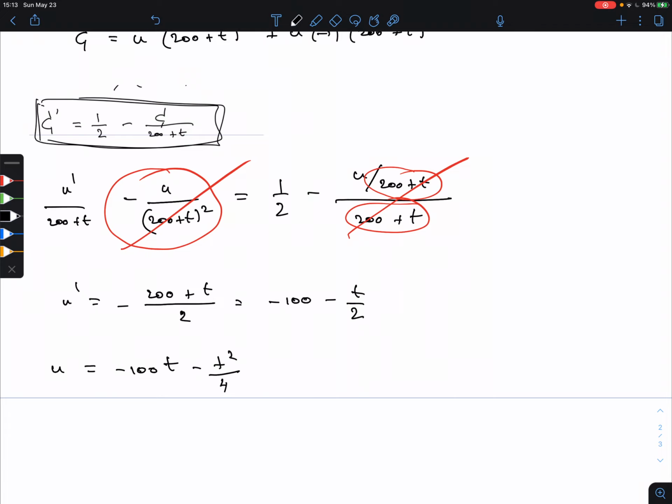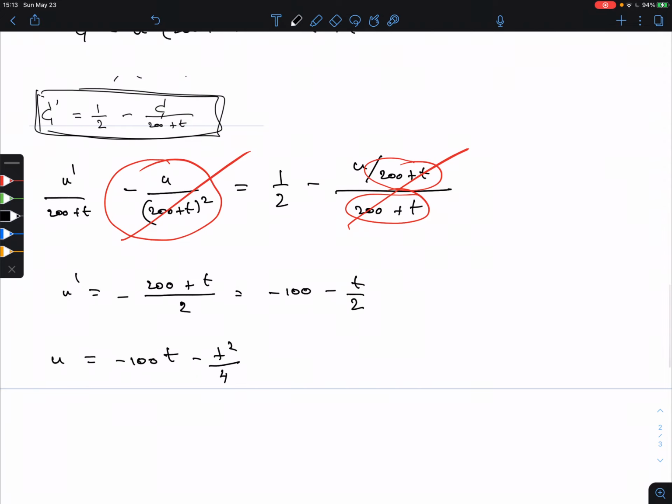Wait, no, there's no negative sign. Sorry, there's no negative sign, right? The negative signs were gone. So there's a positive sign here. So this is plus and plus. I'm sorry about that. So plus and plus. Okay.